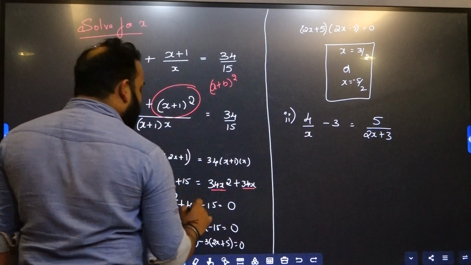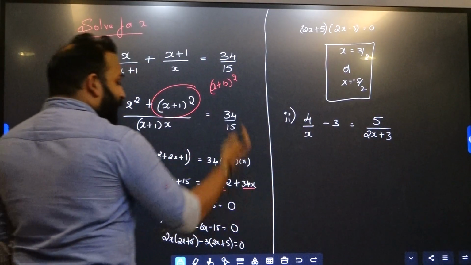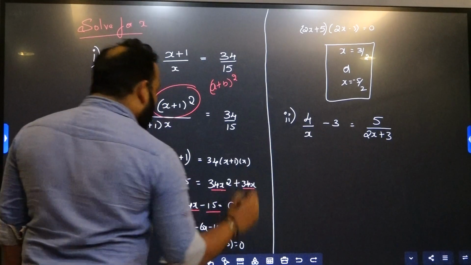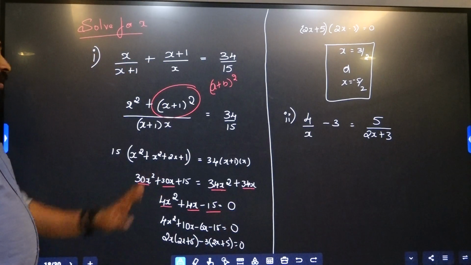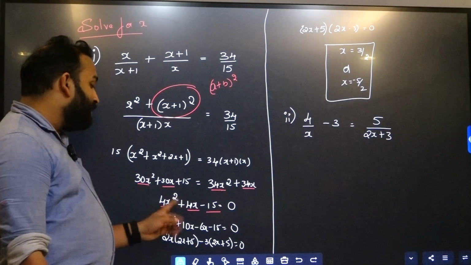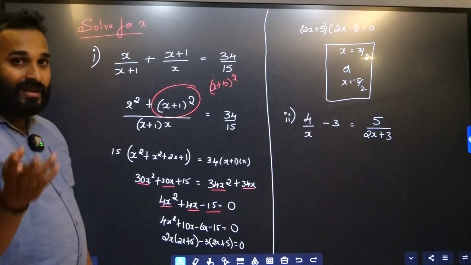34x minus 30x, you get 4x. Plus 15 when it goes to the other side, minus 15. So you get 4x square plus 4x minus 15 equal to 0. And product is 60, sum is 4. The possible numbers are 10 and 6.